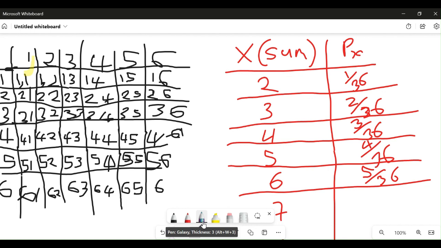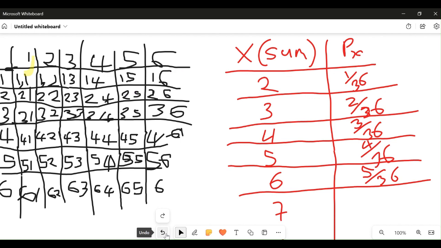Now how many of them give 7? Alright? 1 and 6 produce 7, 2 and 5 produce 7, 3 and 4 give 7, 4 and 3 give 7, 5 and 2 give 7, 6 and 1 give 7. So we check them, we have 6.